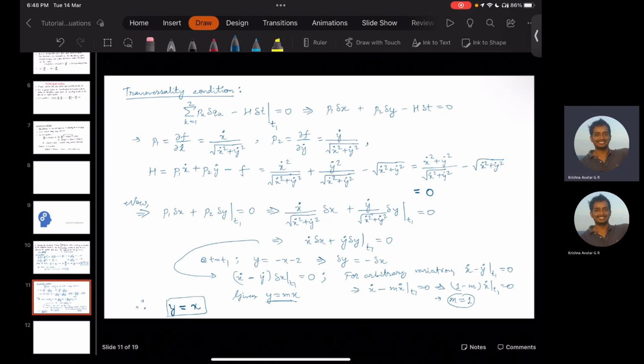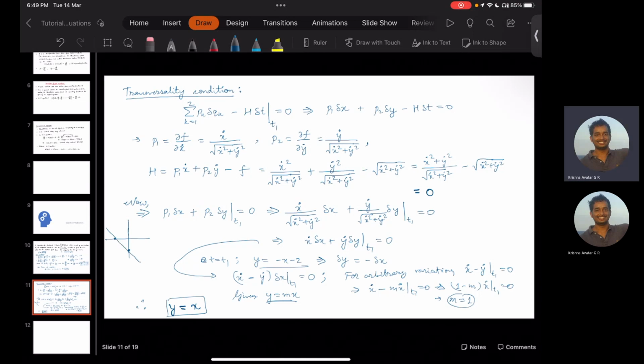Okay. Now if we draw this figuratively, let's draw the line y is equal to minus x minus 2. So at y is equal to 0, x is equal to minus 2, right? So it's this point. Likewise, at x is equal to 0, y is minus 2. So y comes here. So we'll have a line which passes through both these points.